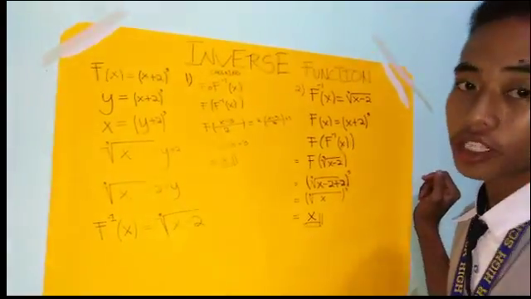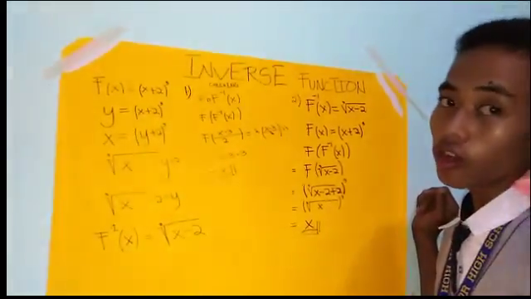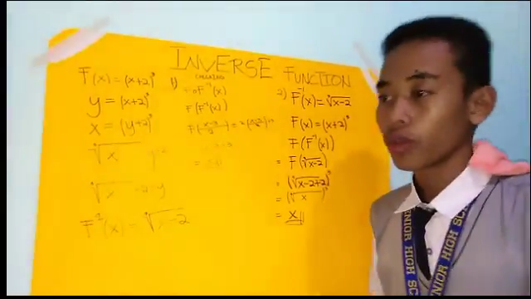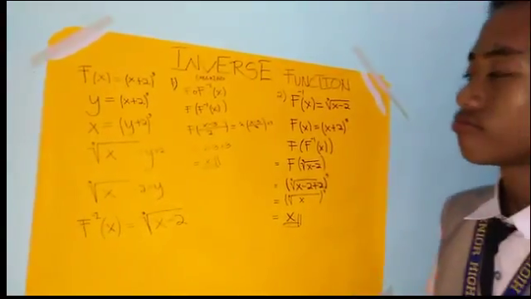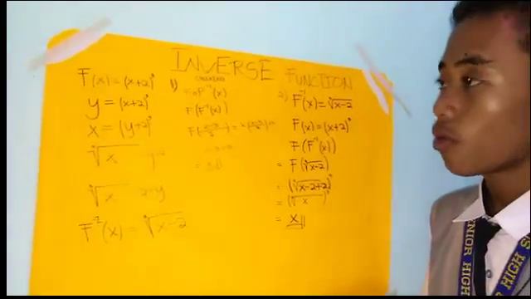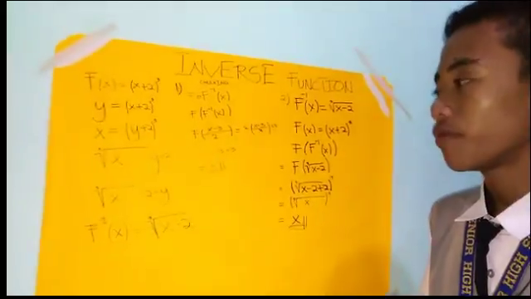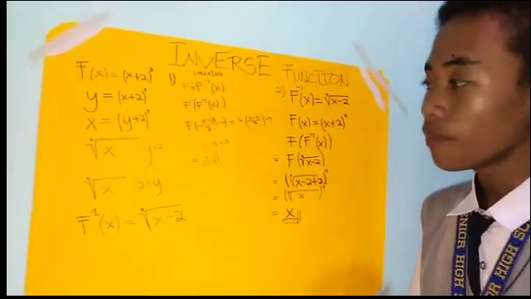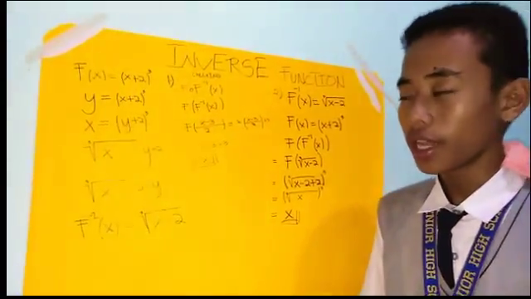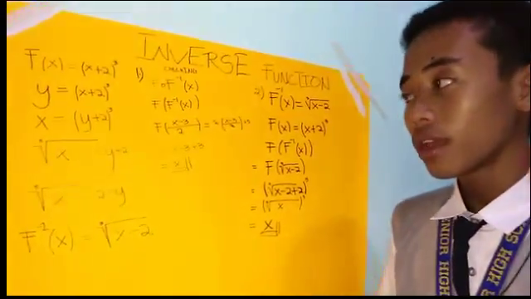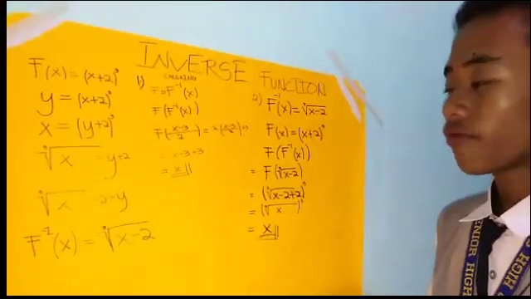So this is another example of an inverse function. The rule of the inverse function is: replace f of x with y, interchange x and y, solve for the new y from the equation of step 2, and replace the new y with f to the power of negative 1 quantity x if the inverse is a function.